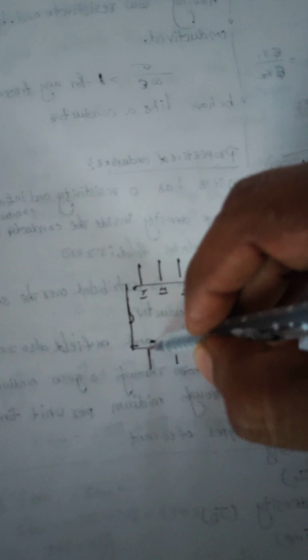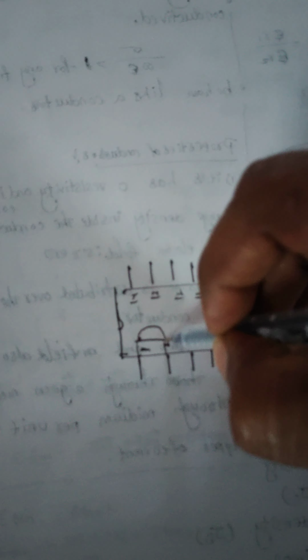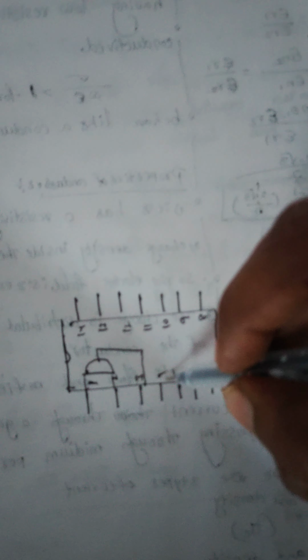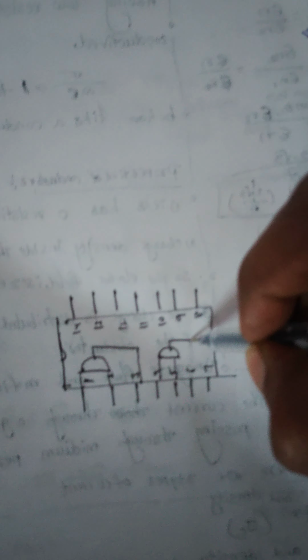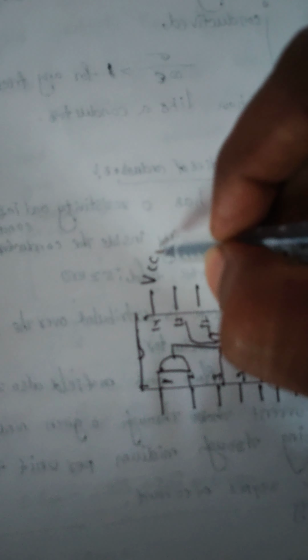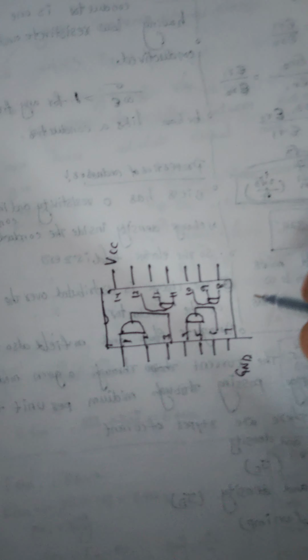Internally it is represented like this, in AND gate format. Pins 1 and 2 are the inputs of one AND gate, and its output is pin 3. Similarly, pins 4 and 5 are the inputs of the next AND gate, with output pin 6. Pins 9 and 10 are connected to another AND gate with output 8, and pins 12 and 13 to the last gate with output 11. Pin 14 is VCC and pin 7 is ground. This is the symbol.